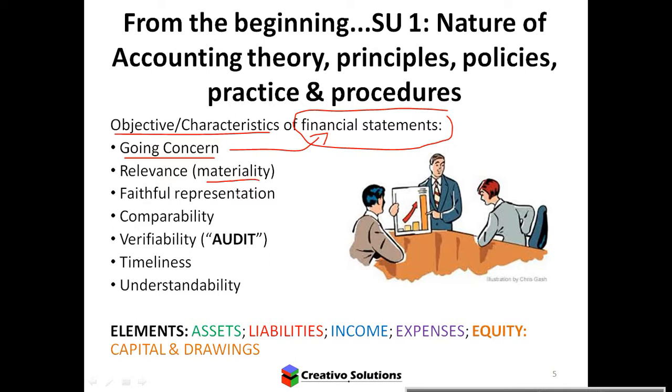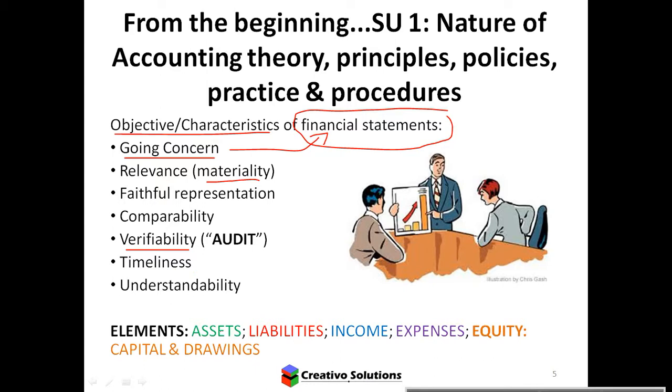Faithful representation. Are things true or accurate? Comparability. Can we compare? In other words, can we look at year by year by year? Or can we compare different accounts? Verifiability. Do we have an audit trail? So can we account for those payments? Do we have the invoices? Do we have the receipts? Do we have all the documentation that allows us to verify what actually happened? Timely. Things need to be recorded correctly and on time.